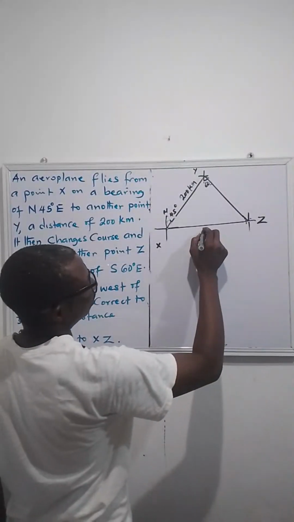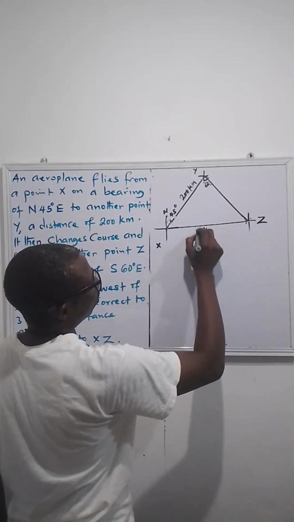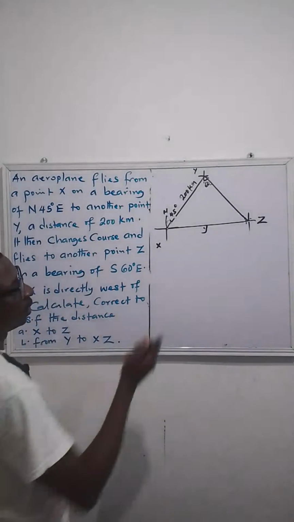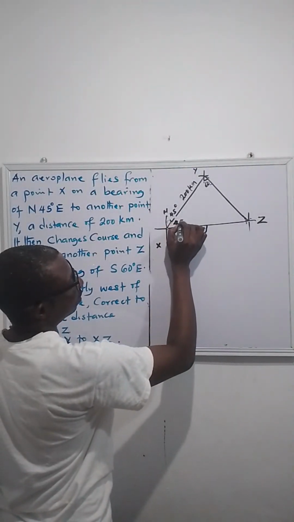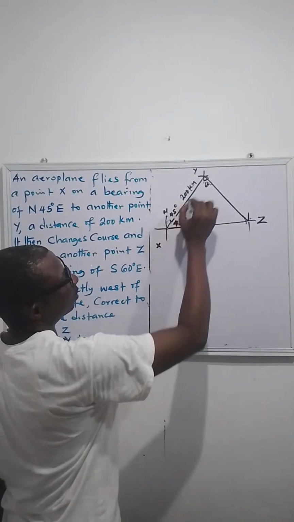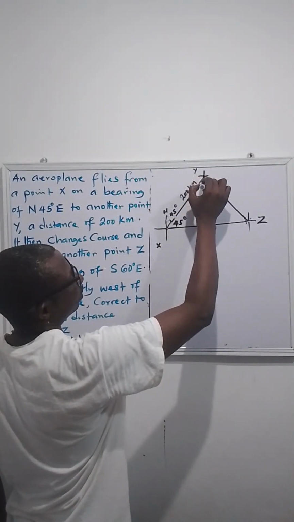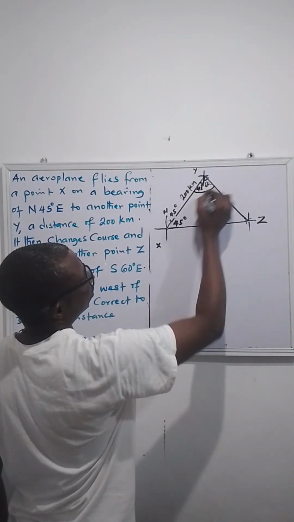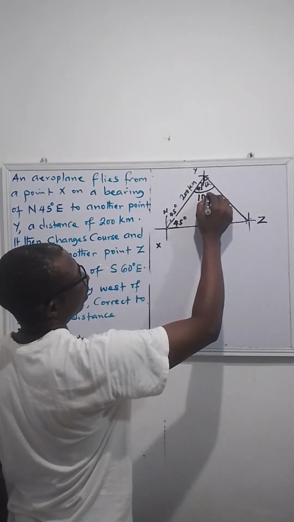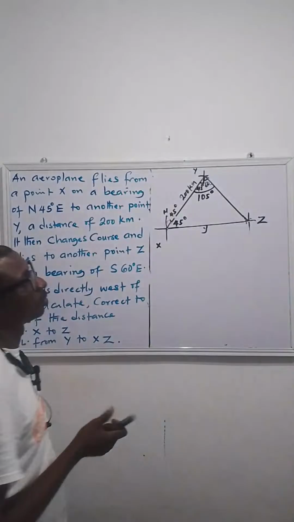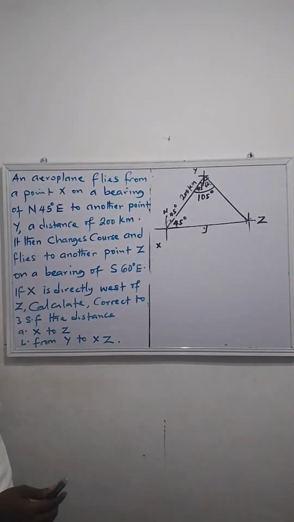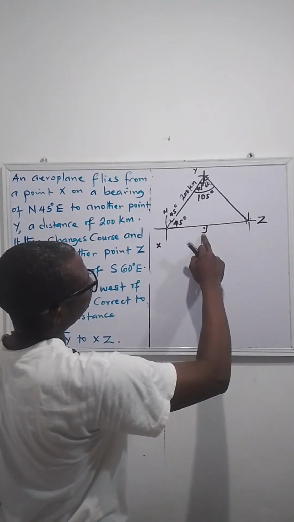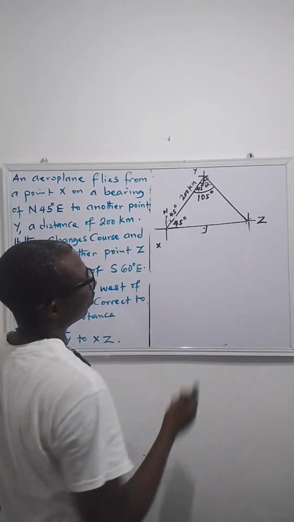Let's represent that with small y. Let's try and see if we can analyze the angles. Now the angle here is 45 degrees, and don't forget this angle here is also alternate to this angle here. So this one is going to be 45 degrees. So I can simply tell you the total angle here is 105 degrees. Now can we get this last angle, because we want this now?